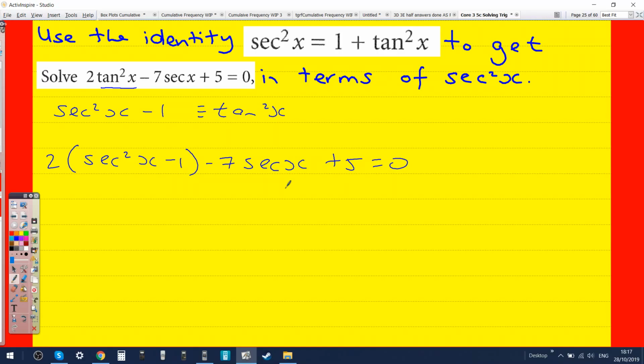So 7 sec squared x minus 7 sec x is 5. How did you get 7 sec squared x? Oh, I wrote the 2 and it looked like a 7. Okay, so you get 2 sec squared x minus 7 sec x plus 3 equals 0. And I'm using my calculator to solve that. And the answers are 3 or 0.5.